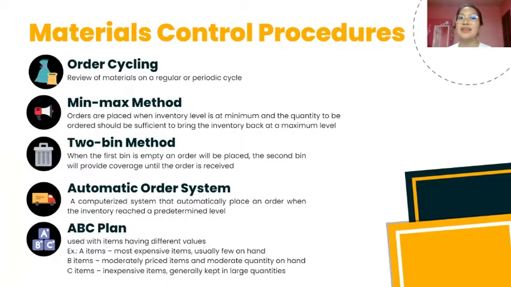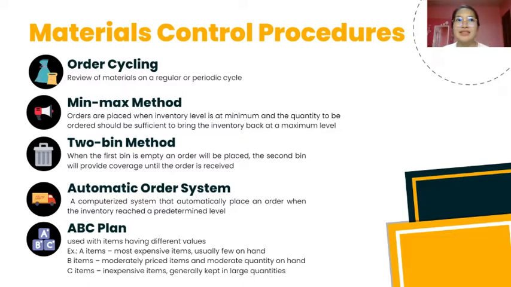Okay, so again, as I've mentioned before, there are 5 materials control procedures. So we have order cycling, so review of materials on a regular or periodic cycle. So for example, if you do an inventory count. And then min-max method, orders are placed when inventory level is at minimum and the quantity to be ordered should be sufficient to bring the inventory back at a maximum level.